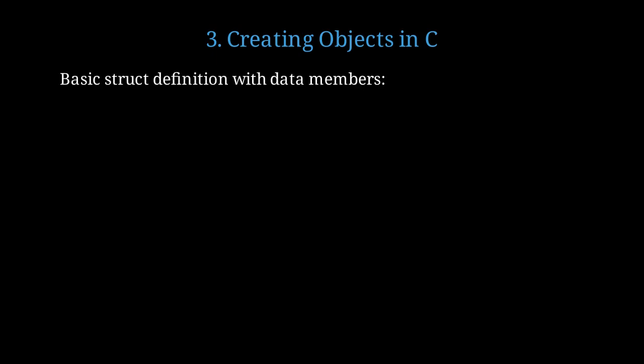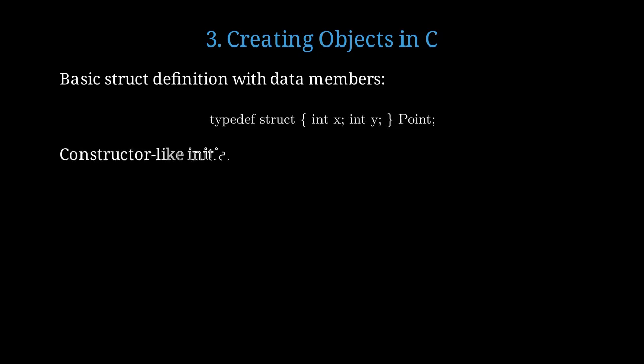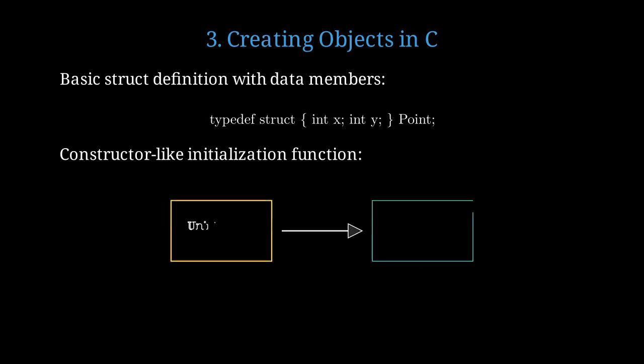Now let's see how to create and initialize objects in C. We start with a basic struct definition containing the data members we need. This typedef struct defines a point with x and y coordinates. We create constructor-like functions to initialize our objects properly. The init function transforms an uninitialized struct into a properly initialized object.